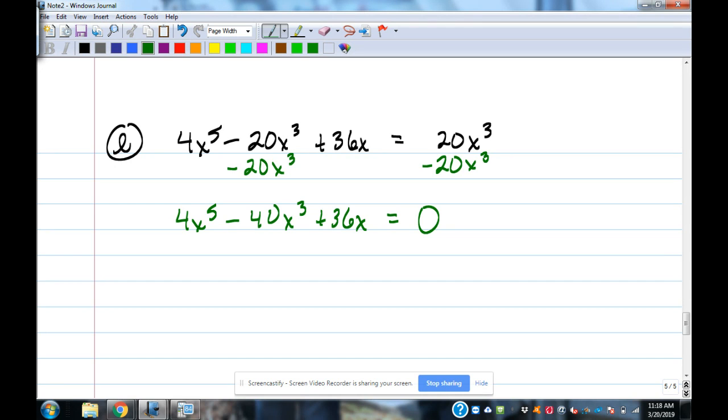So we have a trinomial. It's got 3 terms. But we follow the rules of factoring just like before. So first step, pull out 4x because 4 goes into itself, 4 goes into 40, and 4 goes into 36, and they all have an x on them. So what's that leave in parentheses?